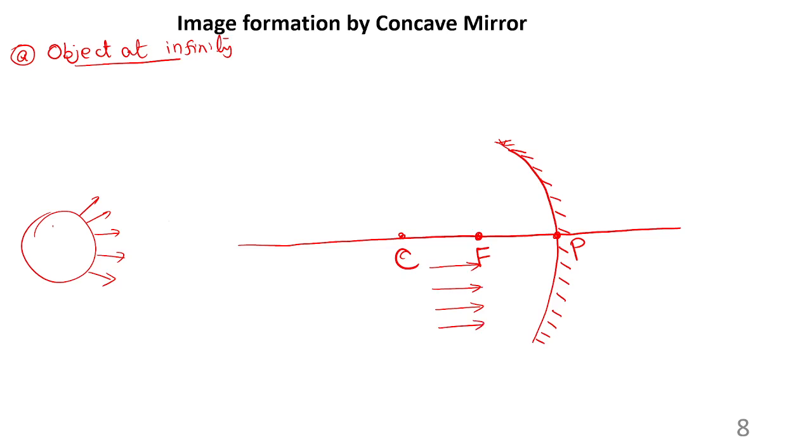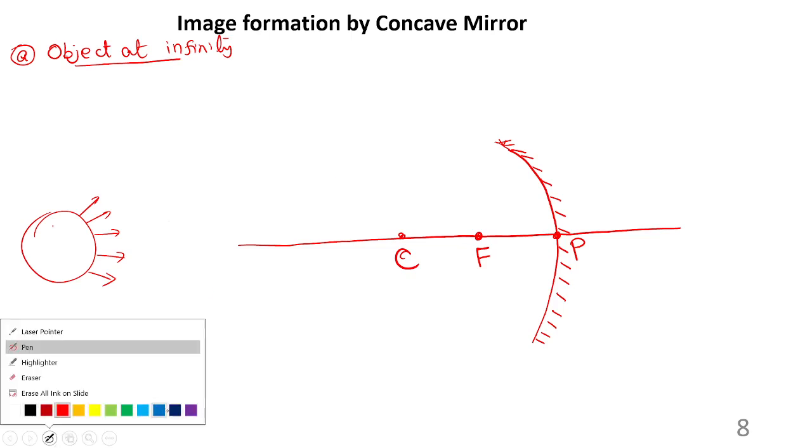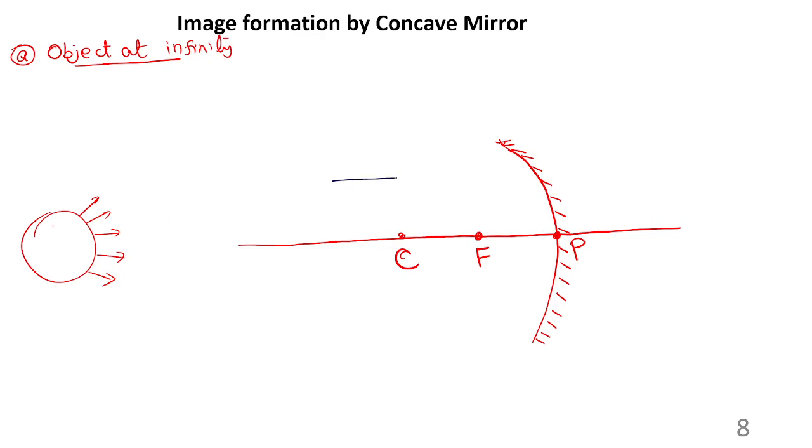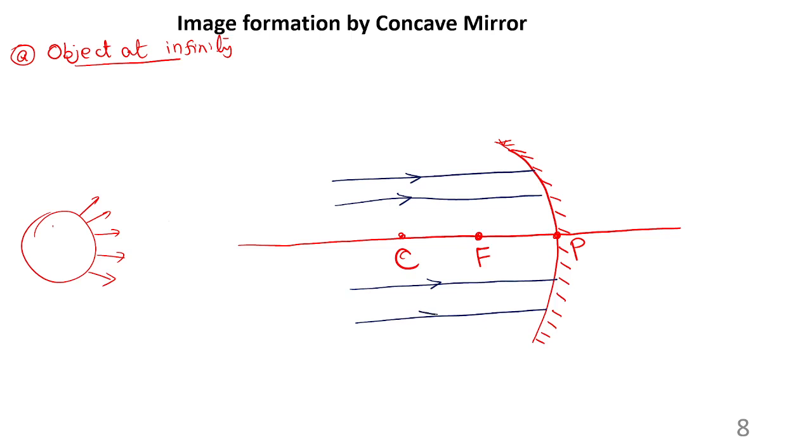So there is an object which is placed very far away from the mirror. The rays originating from the object will look like this. They will be parallel rays. The sun rays enter this mirror like this, provided the object is at infinity. Now these are the rays coming out of the object placed at infinity.